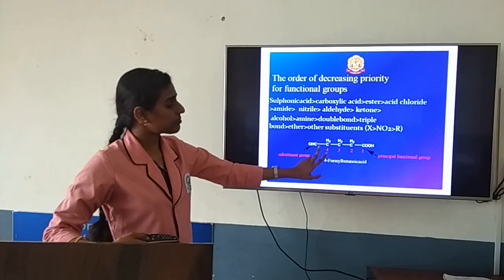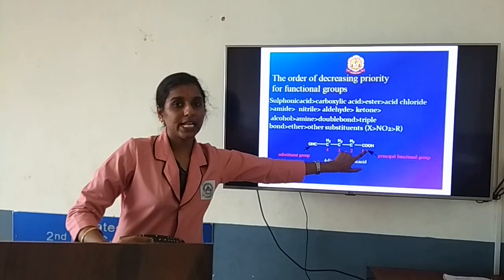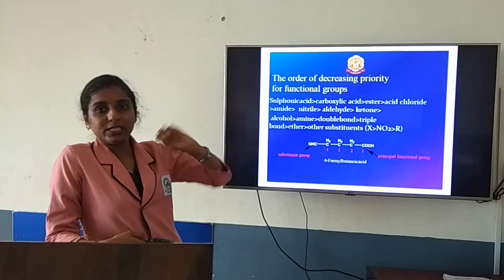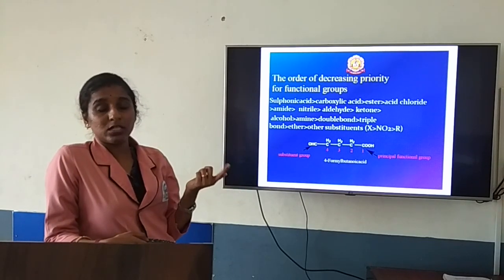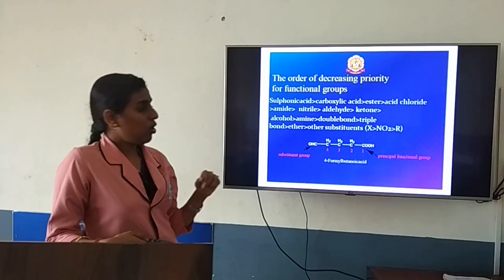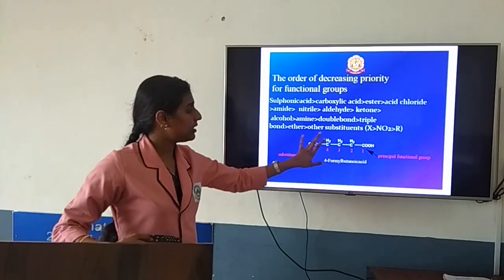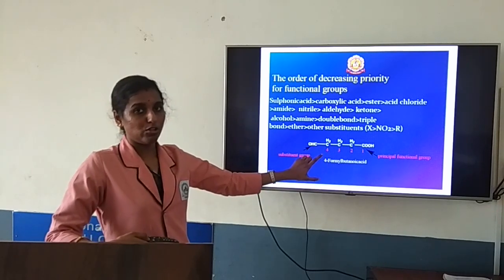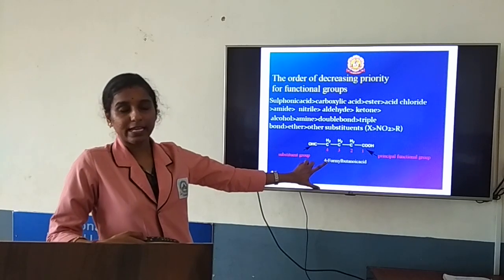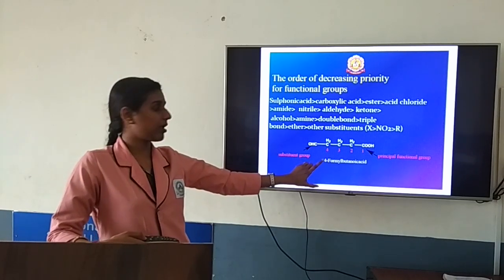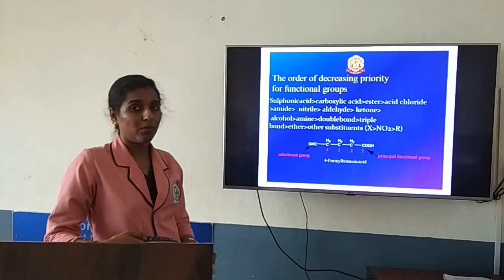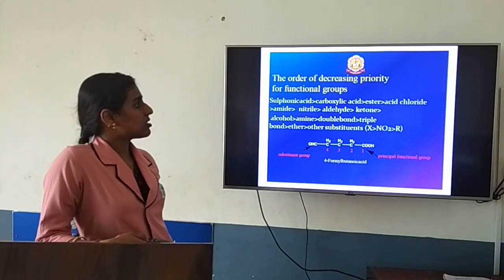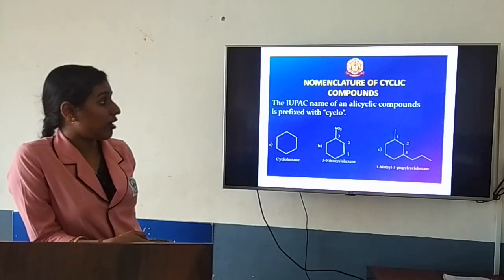Why are we giving this? The carboxylic acid ends with oic acid, and the aldehyde can end with al. So both endings we cannot give, both cannot be given as secondary suffix. One can give the suffix and the other the prefix. Some of the compounds also have a prefix. Your alcohol group will have the prefix hydroxy, and your aldehyde group we can call formyl. So we are going to give 4-formyl butanoic acid. This is nothing but on the basis of priority.